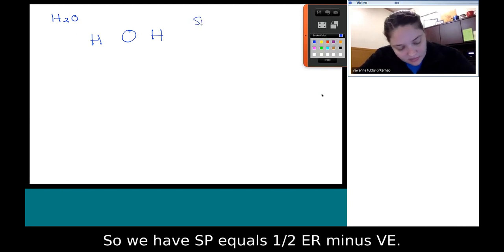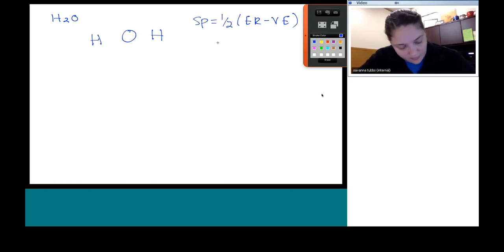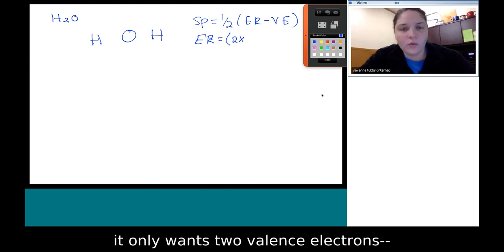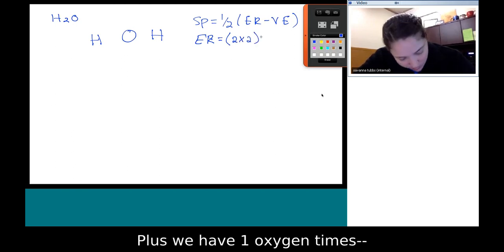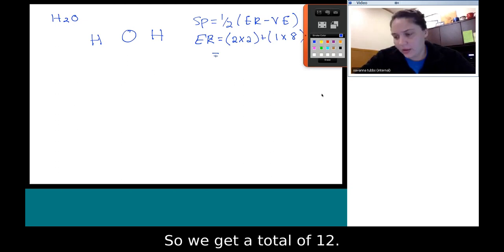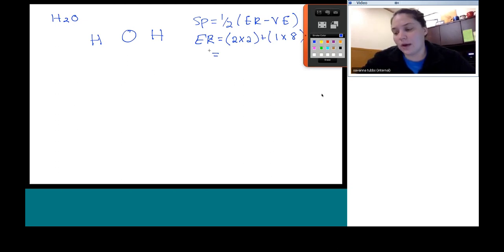So we have SP equals 1/2 (ER minus VE). ER equals, we have 2 hydrogen, so we say 2 times, it only wants 2 valence electrons, so 2 times 2, plus we have 1 oxygen, times it wants 8 valence electrons, so we have to put 8 here. So we get a total of 12.